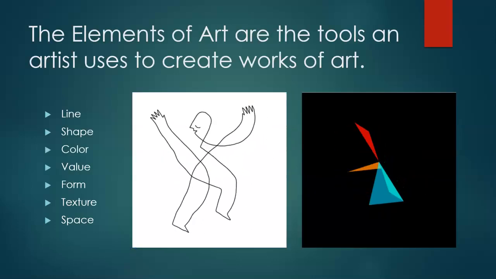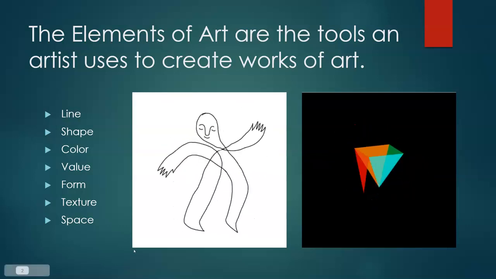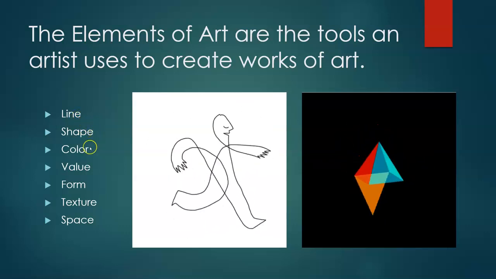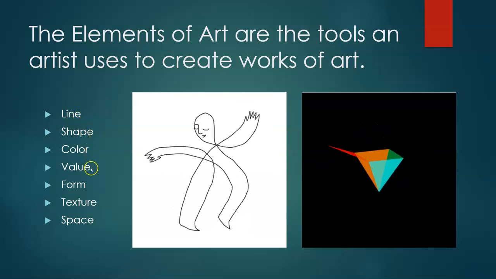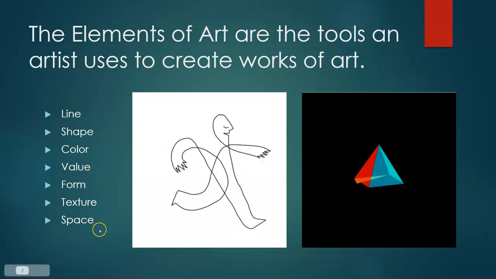The elements of art are the tools an artist uses to create works of art. There are 7: line, shape, color, value, form, texture, and space.